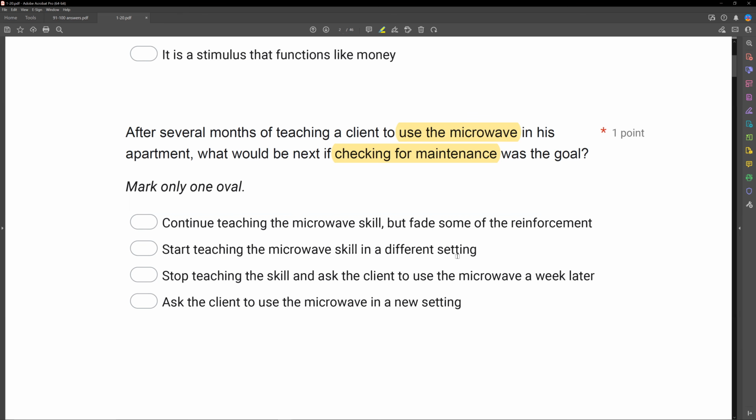C is close to maintenance as we might get. D, ask the client to use the microwave in a new setting. Again, this is similar to B. This is just generalization. We're not worried about the new settings right now. We want to know maintenance. If we stop teaching them the skill, will they still be able to use their microwave? That's what we're looking for. And in order to check for that, we need to stop teaching the skill and then ask the client to use the microwave a week later.